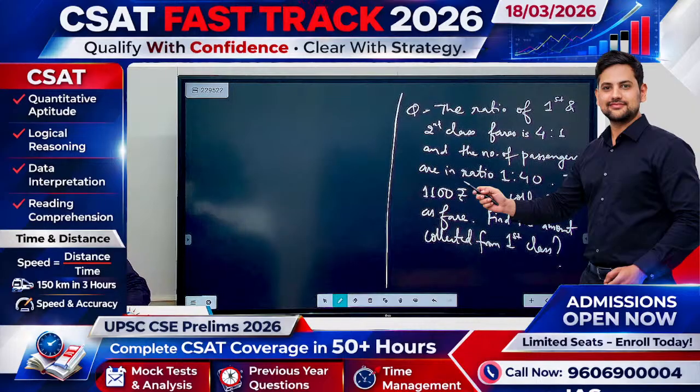The ratio of fares in first and second class is 4:1. The ratio of the number of passengers is 1:40. 1100 rupees were collected as fare. That is in total. Find the amount collected from the first class.